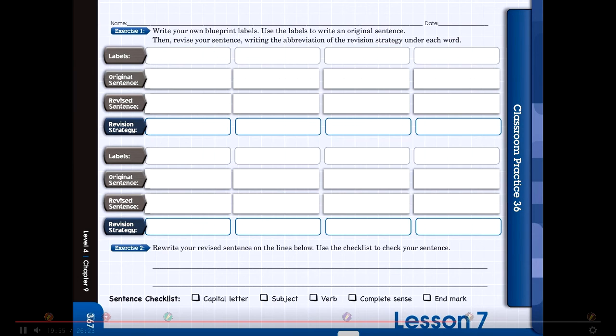Exercise 2. Rewrite your revised sentence on the lines below. Use the checklist to check your sentence. If at any time you need some extra assistance, please find your teacher and ask your teacher to give you help. If at any time during the exercise you get confused or stuck, please ask your teacher for some extra help. When you're finished with the activity, I'd like you to come back to the lesson.